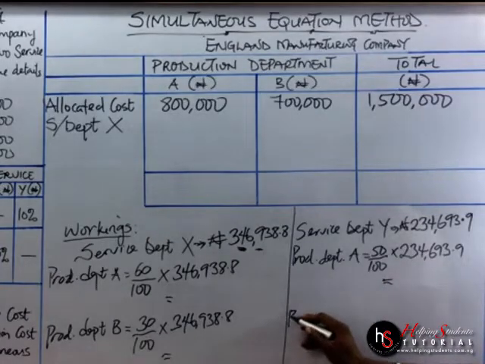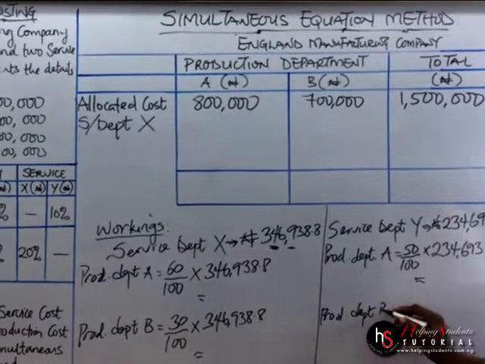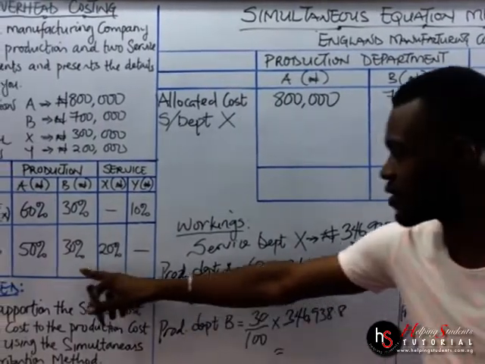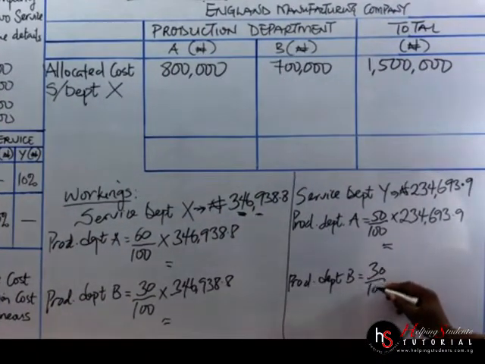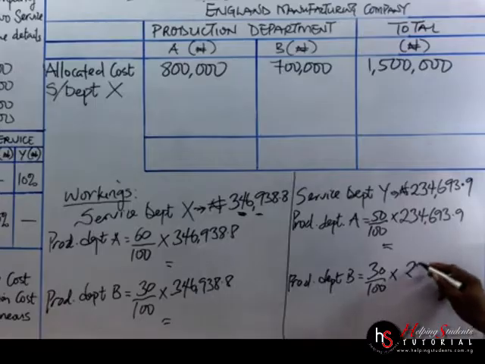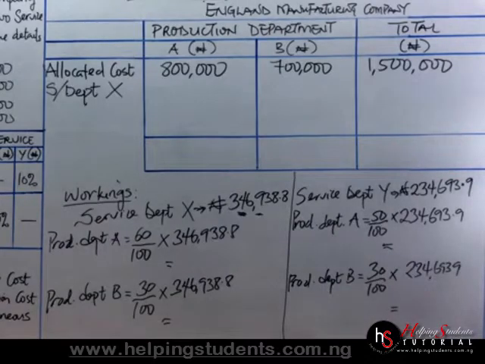Then we'll come down to production department B. How many percent is it? We have what? 30%. So we say 30 divided by 100 times 234,693.9, and we are going to get the final value.